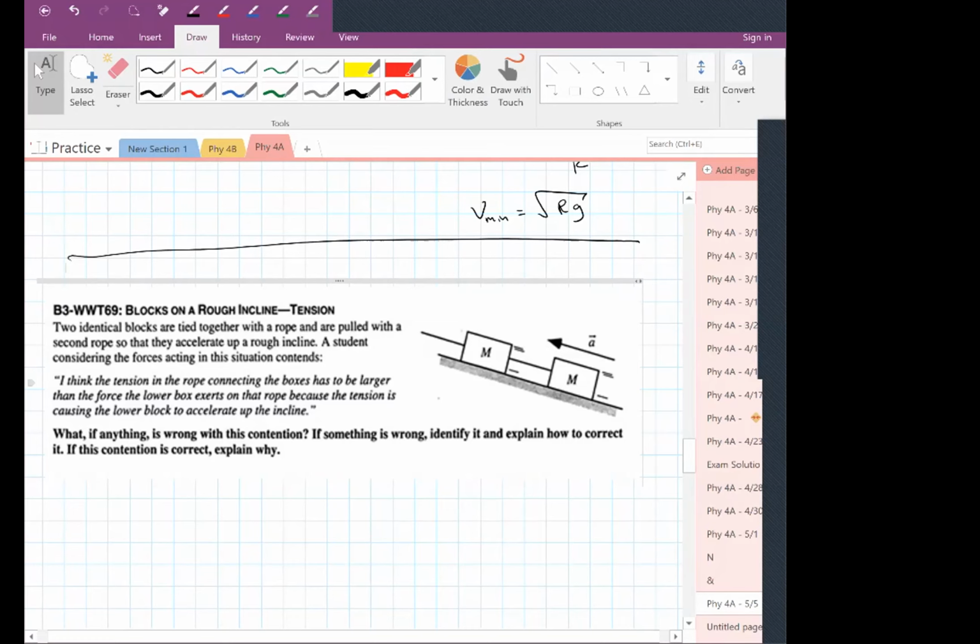I think the tension in the rope connecting the boxes has to be larger than the force the lower box exerts on that rope, because tension is causing the lower block to accelerate up the incline. What do you think of this?